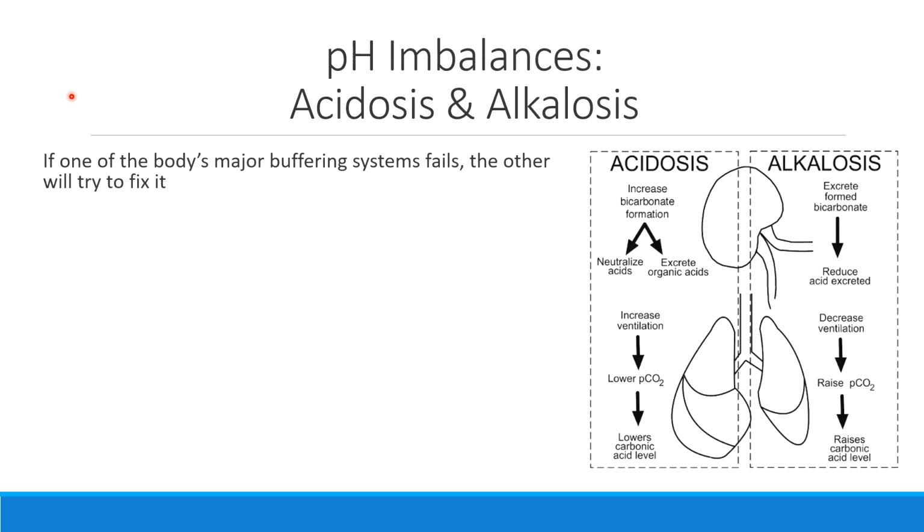When we have these imbalances, for example, with the renal system or with the respiratory system, the other system that is not currently malfunctioning is going to try to fix it, or try to deal with the issue. So we'll see in a moment what we call compensation. Compensation is when I look at the bloodstream, not only can I see what's making me be acidic or basic, but I can also see the way that the other buffering system is trying to fix it.